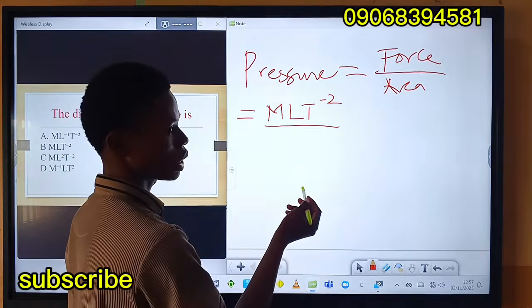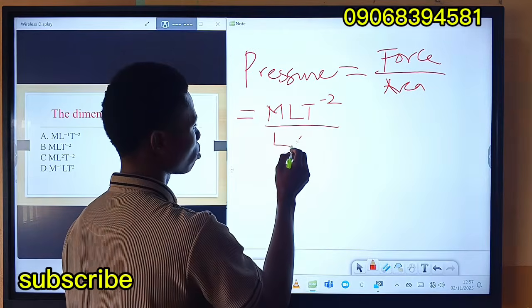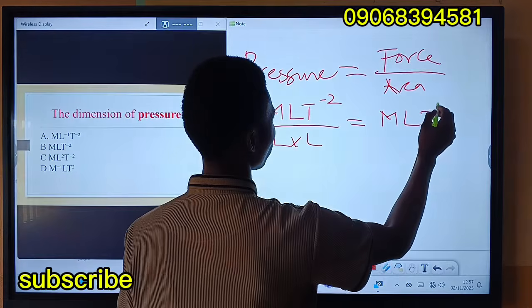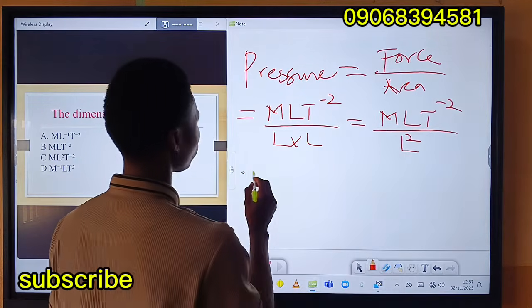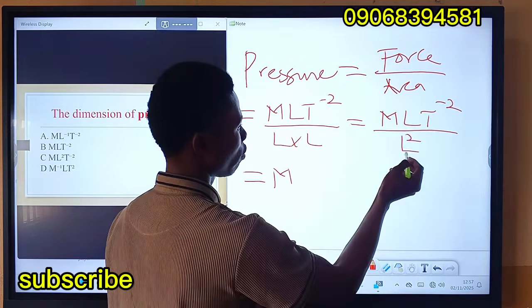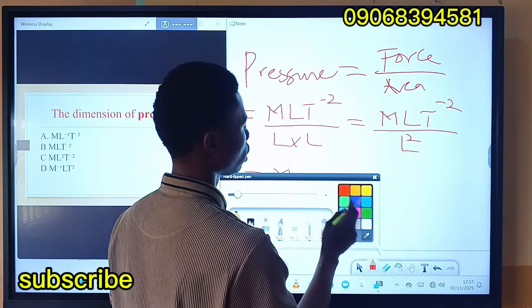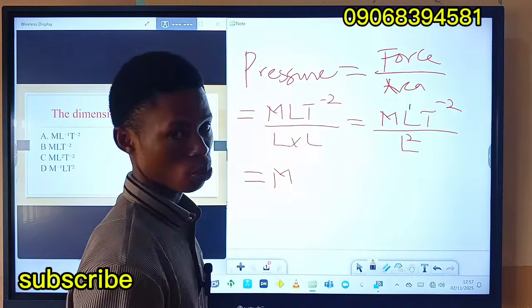Area is length times breadth. Breadth is still length. So length times length, which is MLT raised to the power minus 2 all over length times length. Length times length is length square. Now, M, we have L here, we have L here. This is same thing as saying L raised to power 1. L is the same thing as L raised to power 1.